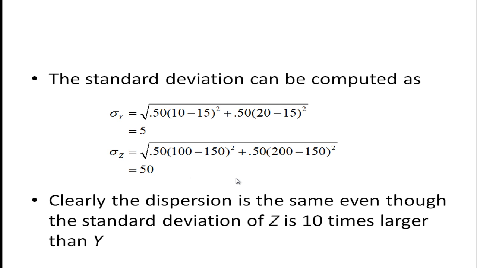But clearly the dispersion is the same, okay? These values are spread out the same. 100 to 200 is the same spread as 10 to 20. But the standard deviation of z is 10 times larger than the standard deviation of y because we scaled up these variables by a factor of 10.